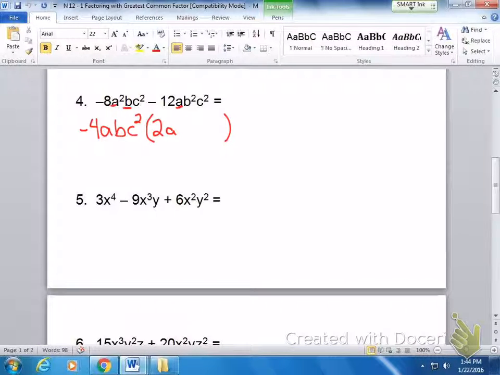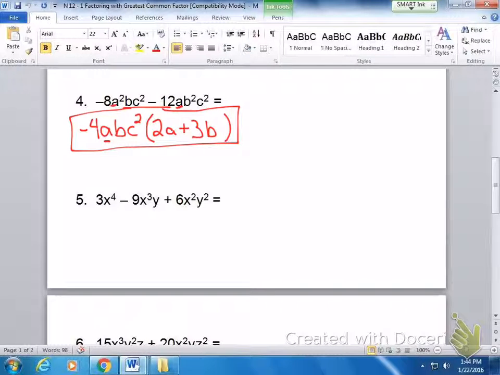Negative 12 divided by negative 4 would give me positive 3. a divided by a would be nothing, it cancels. b squared divided by b would leave me a b. And c squared divided by c squared would cancel. There's your answer. Okay? Now move to number 5.